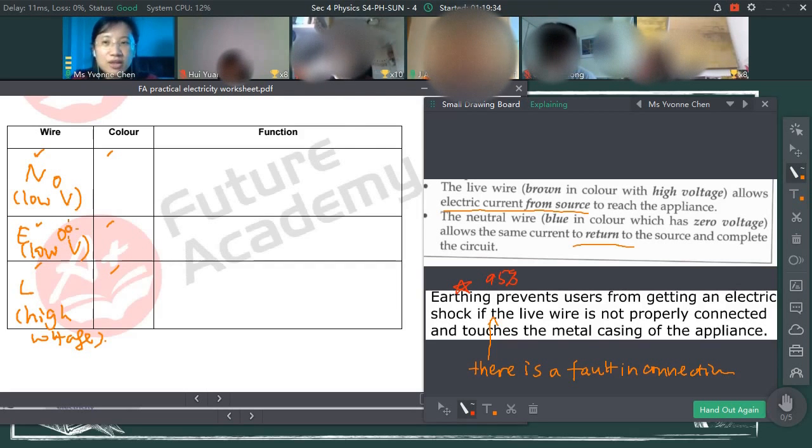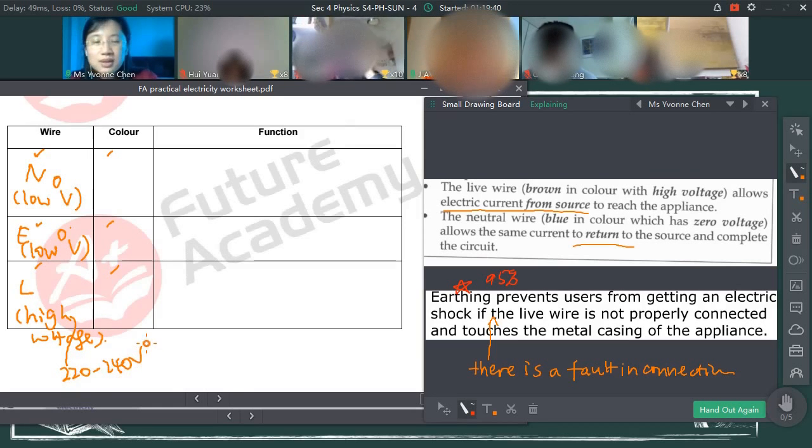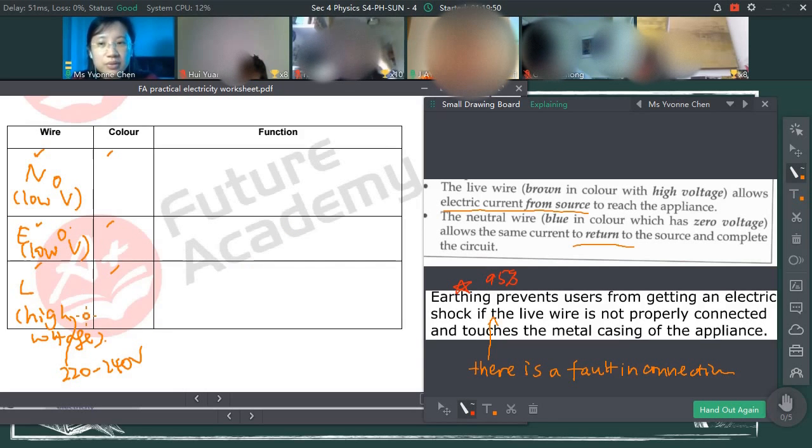Because when I say high and low, I mean this high, if your numerical value is about 220 to 240 volts, that's a numerical value. So how about the earthing wire? Same thing, zero. You can say zero or low, because when I say high and low, I mean I compare the earth wire with live wire, it's low.